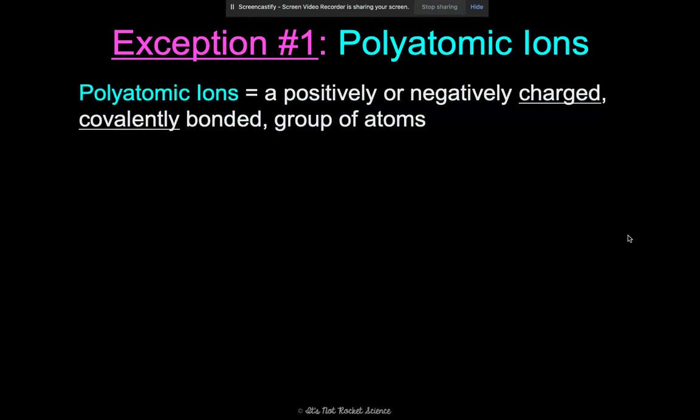So polyatomic ions are positively or negatively charged, covalently bonded groups of atoms. Common ones to know, and these definitely are important, so I'd make sure in your notes that you have these highlighted or something like that on top of what you already have to add about them.